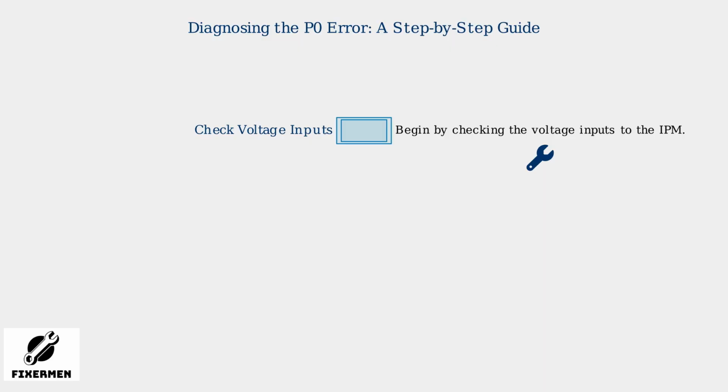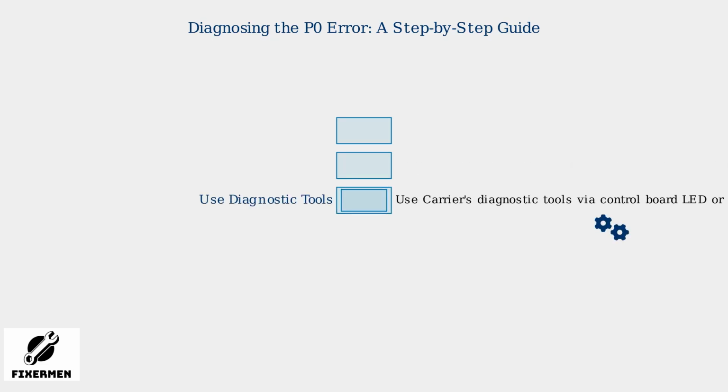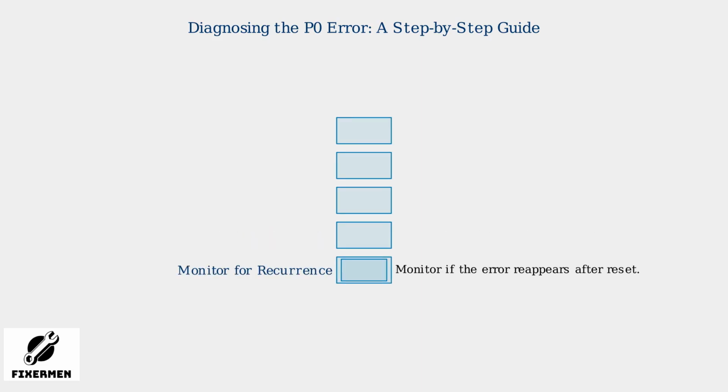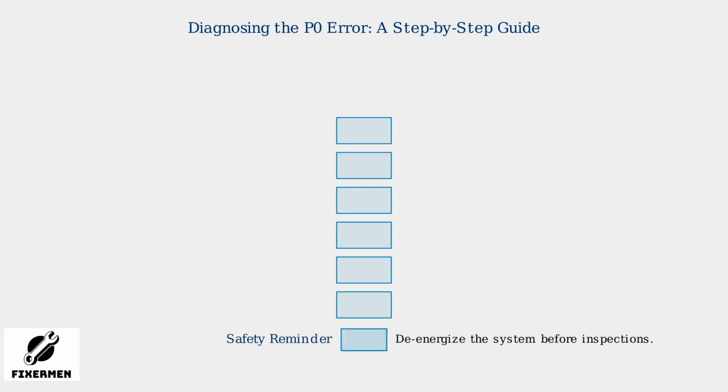Begin by checking the voltage inputs to the IPM. Inspect all wiring connections for looseness or corrosion. Use Carrier's diagnostic tools via Control Board LED or ComfortLink app. Perform a hard reset of the system. Monitor if the error reappears after reset. Use an oscilloscope to test the IPM's gate signals, for professionals. De-energize the system before inspections.